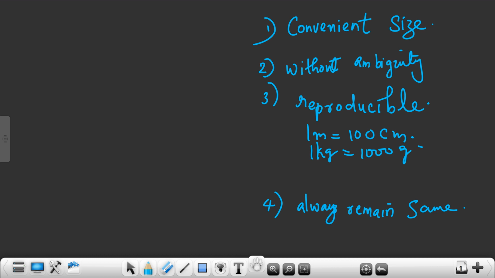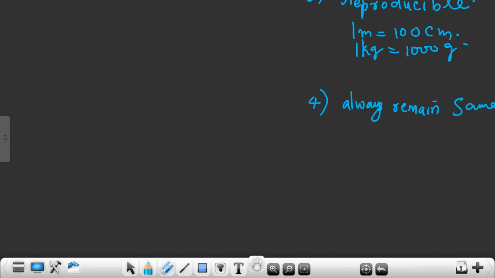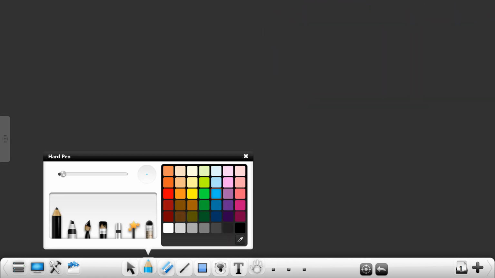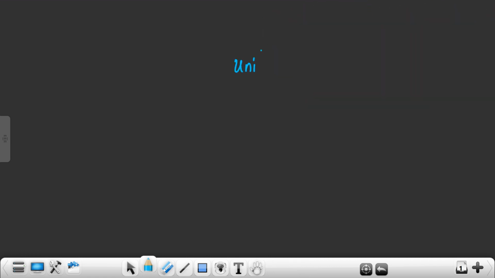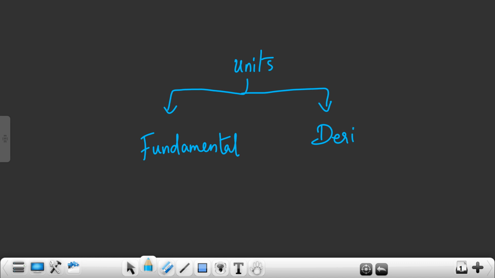And next is different kinds of unit. There are two types of units. They are fundamental units and derived units. Then, what is a fundamental unit?